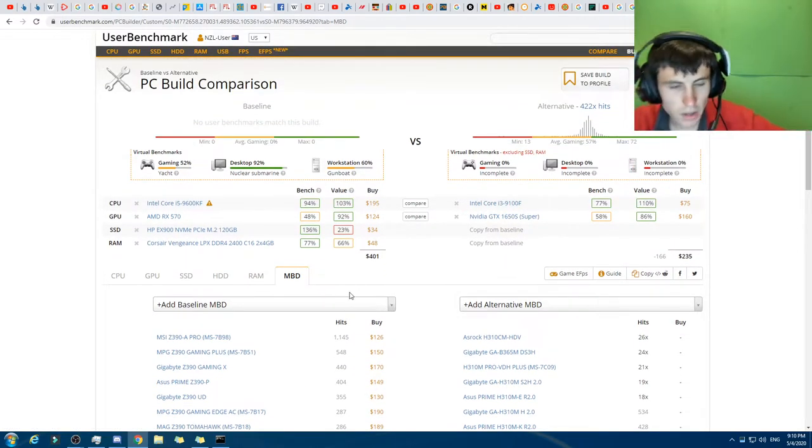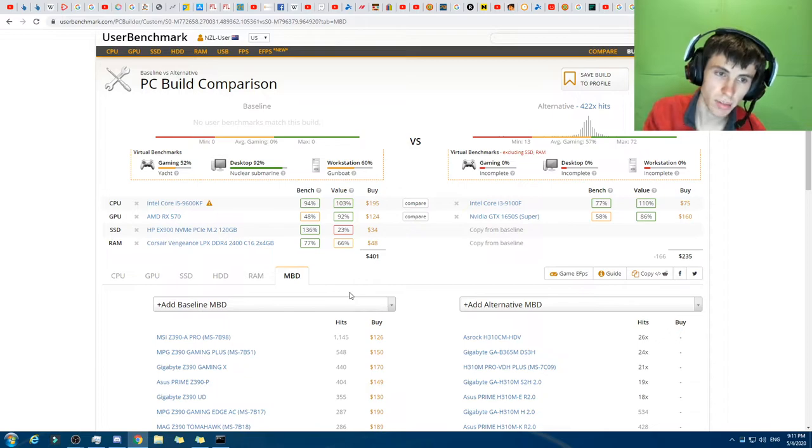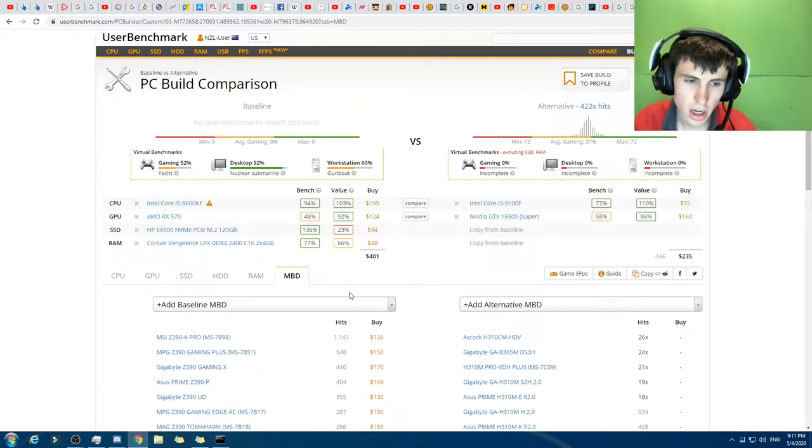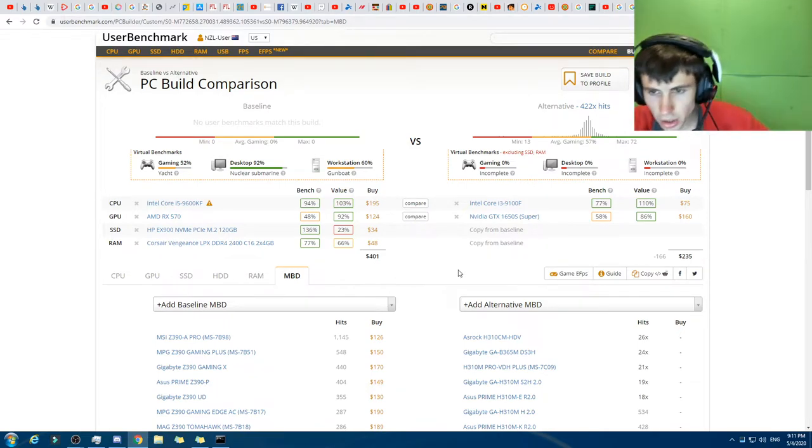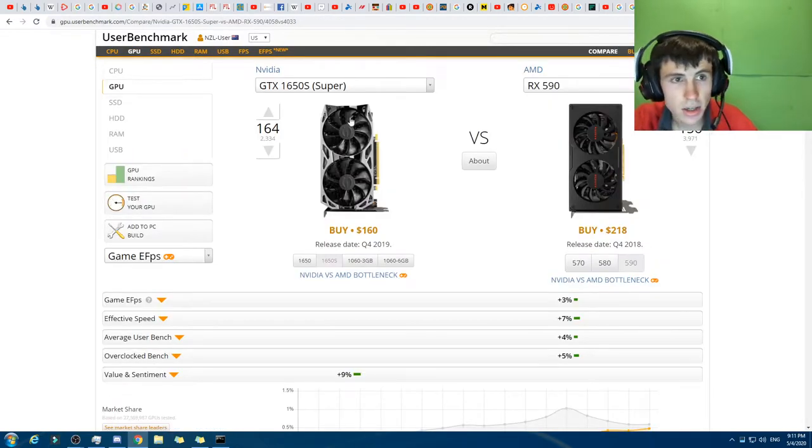This is for those specific parts, which is the majority of the computer, but not entirely. You of course need a motherboard. Okay, so there we go. Now we have 170 to spend on the other three things, which is awesome. I reckon we're going to get a solid RAM with that.